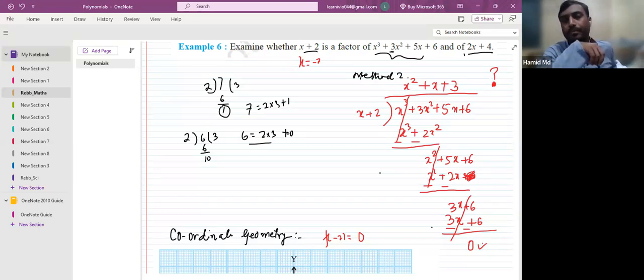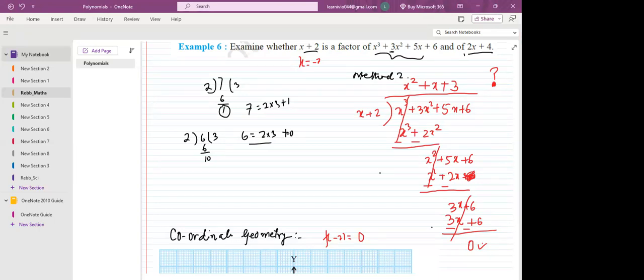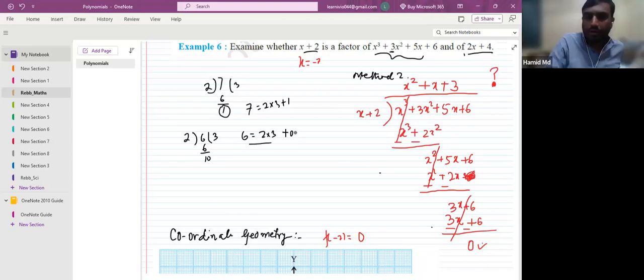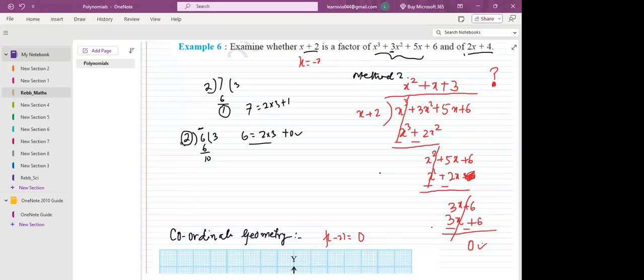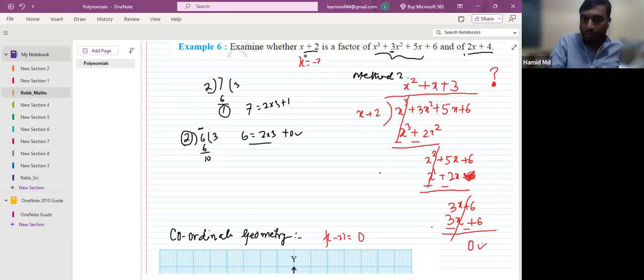Clear? Okay. If we are getting remainder 0, it means that this polynomial will be written in terms of x plus 2. So what we did, this was the question: examine whether x plus 2 is a factor of this or not. To examine this, what could we do?